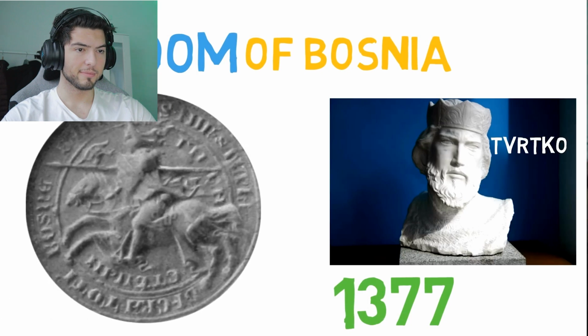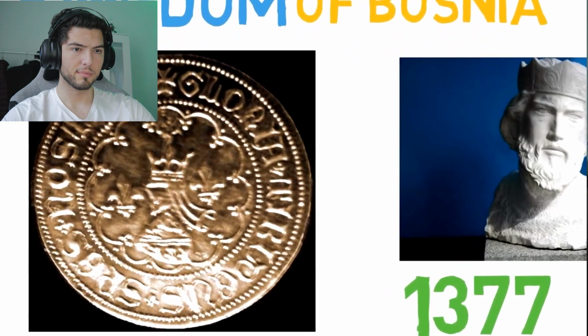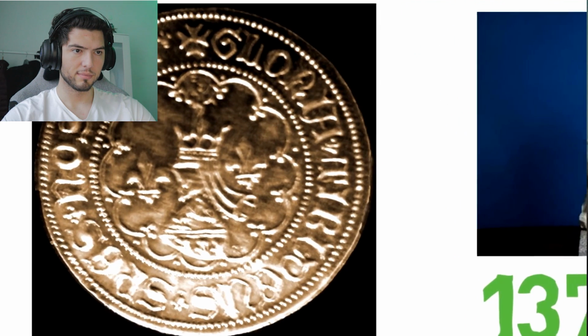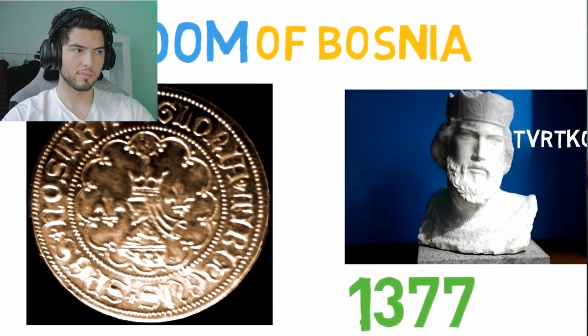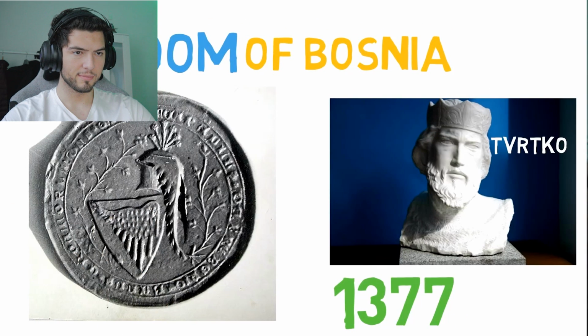Here we see a simple knight on a horse. However, in a coin from the time, we can see the presence of an important symbol, the Bosnian fleur-de-lis. And while the seal was different, the coat of arms seems the same, with a shield carrying a diagonal stripe in it. It's not very clear in this picture, but I also found this recreation of it.